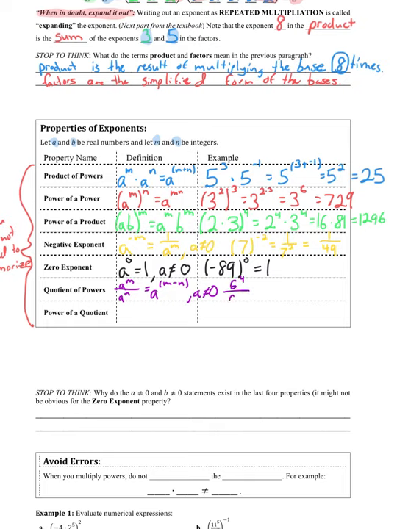So we could say something like 6 to the 4th over 6 squared. That's the same thing as writing 6 to the 4 minus 2. 6 to the 4 minus 2 is 6 squared. 6 squared is 36.